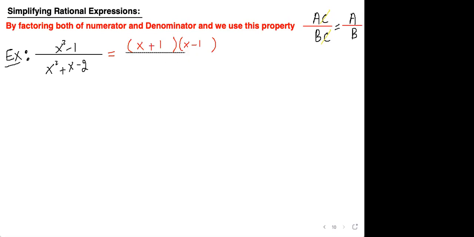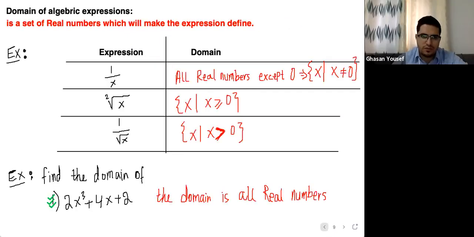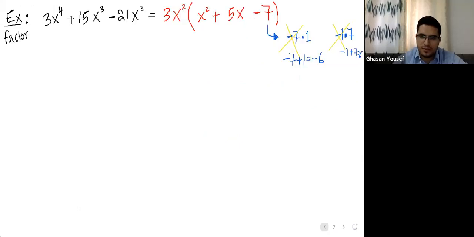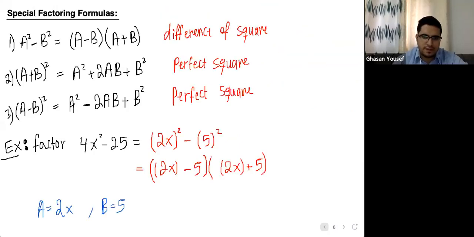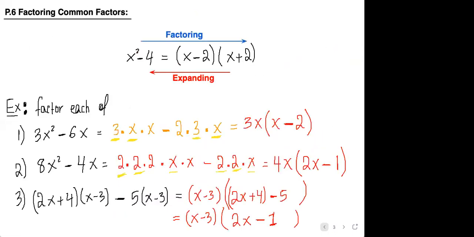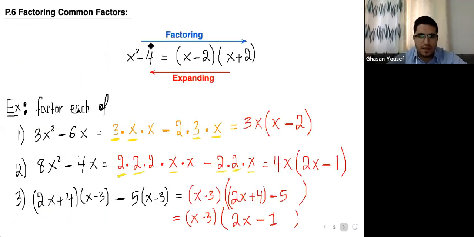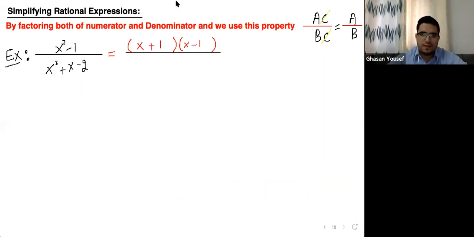This is called the difference of squares. I'm going to go back to show you which formula we used here. This one here: A squared minus B squared equals A minus B times A plus B. So the same thing we use here: x plus 1 times x minus 1.